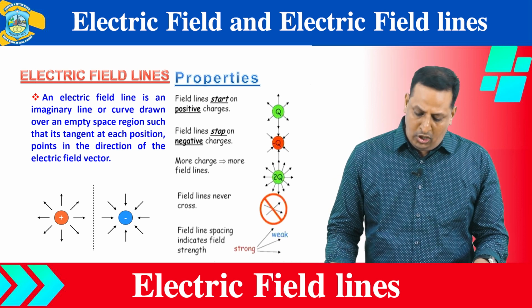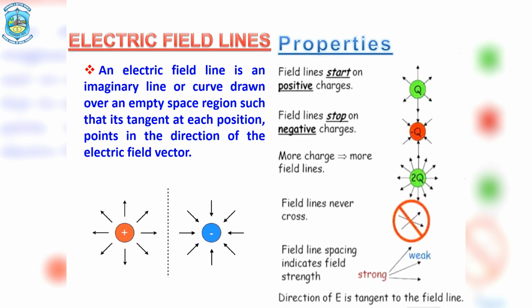There are certain properties of electric field lines. They always come out from positive and enter into the negative. The density of the electric field lines suggests the magnitude of the electric field in a particular region. If they are more dense, very close to each other, that zone is a zone of higher electric field. And in case they are comparatively away from each other, that is a zone of comparatively weaker electric field.